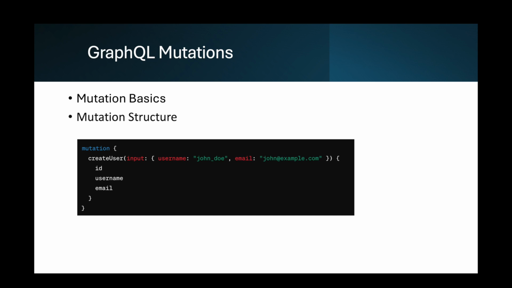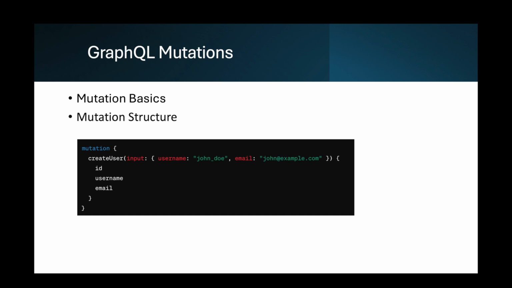Mutations follow a similar structure to queries, but are used for making changes to the data rather than just retrieving it. Until now, we just looked at how to retrieve data, but mutations are all about updating on the backend. A GraphQL mutation consists of a mutation operation followed by the name of the mutation and any input parameters required by the mutation. Similar to queries, mutations can return data in the response to provide feedback to the client after the mutation is executed. For example, a simple GraphQL mutation looks something like this here.